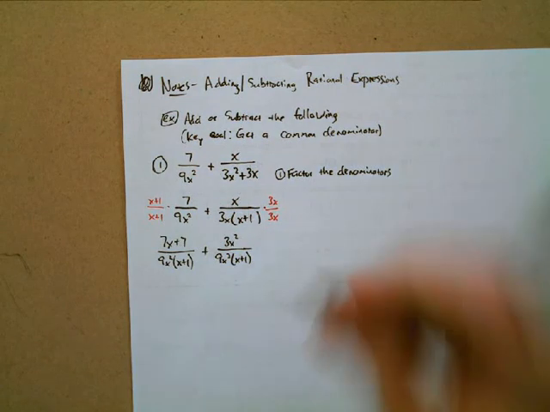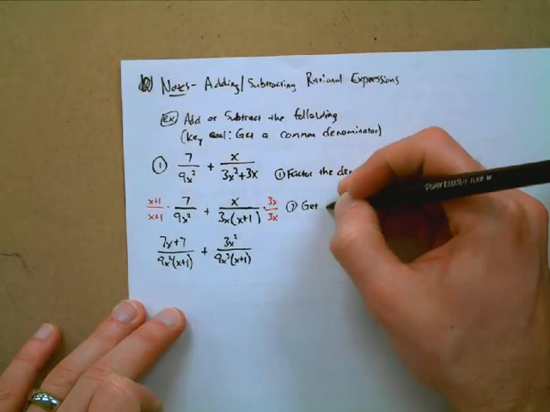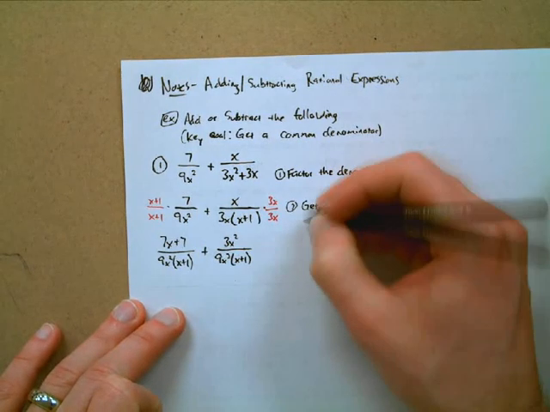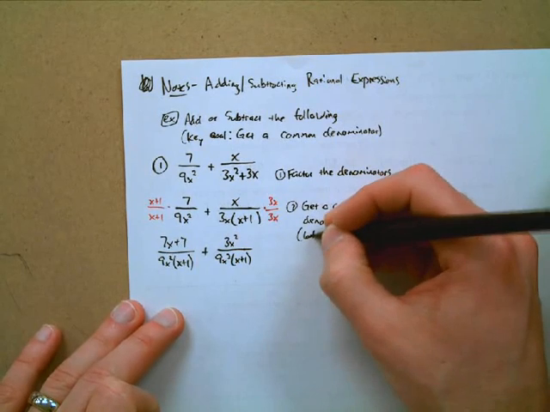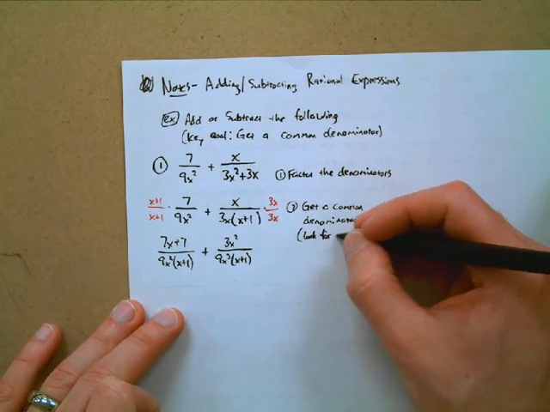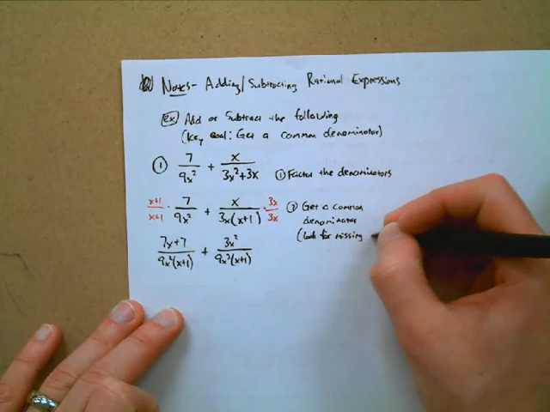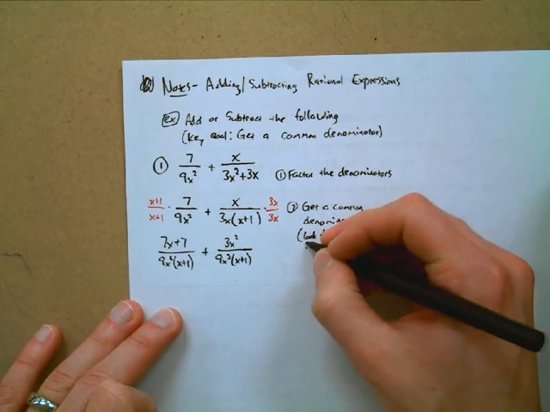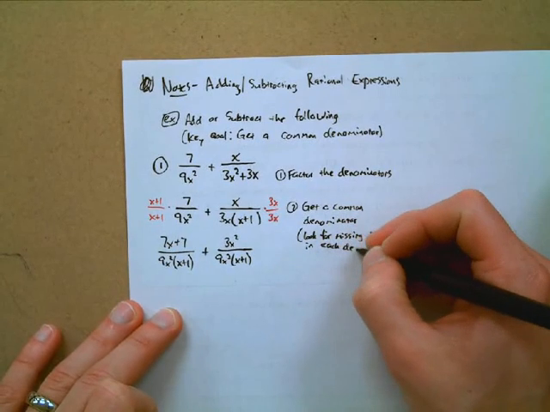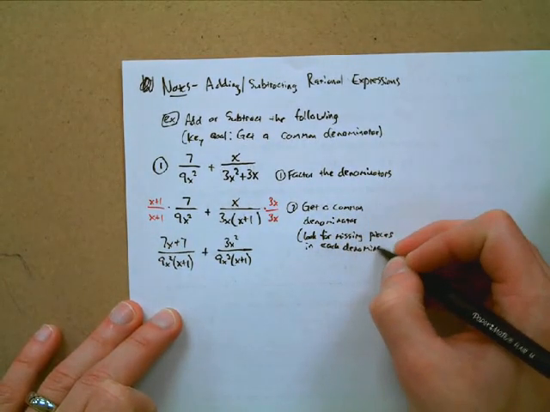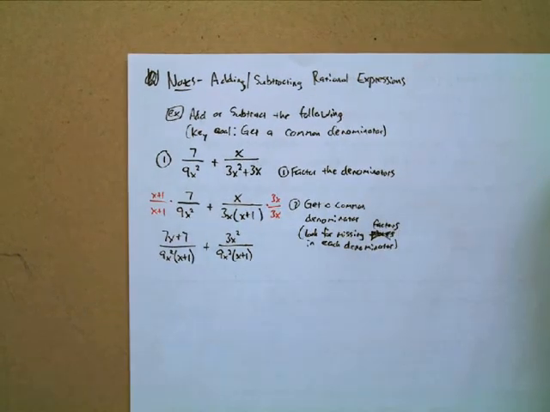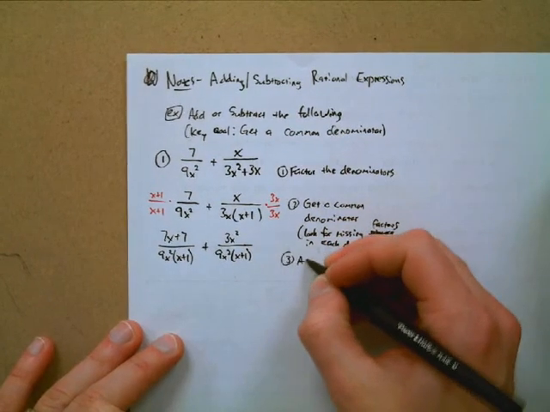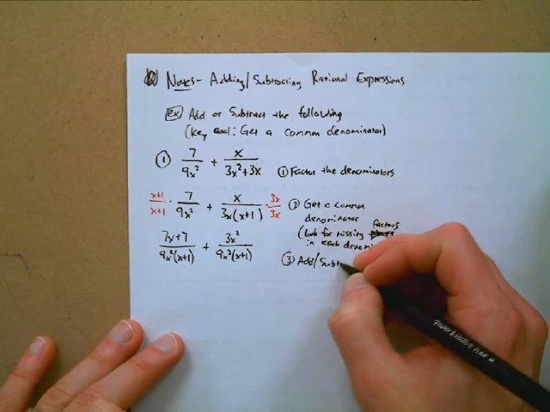Okay, so step 2 here, we just got a common denominator. Look for missing factors in each denominator. Missing factors maybe would be a better way. Not missing pieces, missing factors. Okay, more mathematical. And then step 3, add or subtract. In this case, we're going to add because that's what's between there.